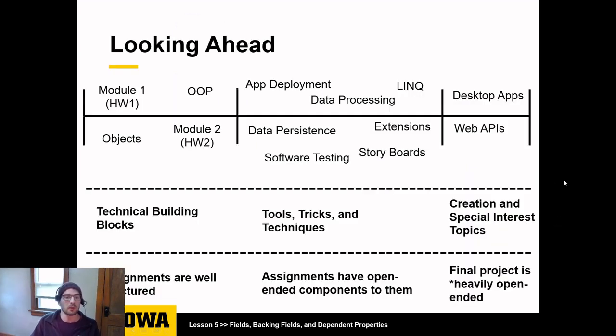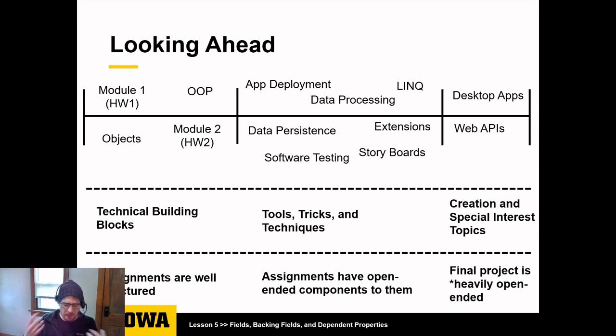Okay, before we get on to lesson 5, one more slide to show strategically where this course is going. Right now we're in this section of the course. We just finished module 1 and we're moving on to module 2 starting with lesson 5. This first chunk of the course is intended to develop some technical building blocks that we're going to need to be able to build larger, more complex programs.